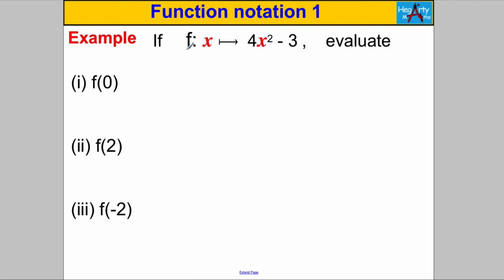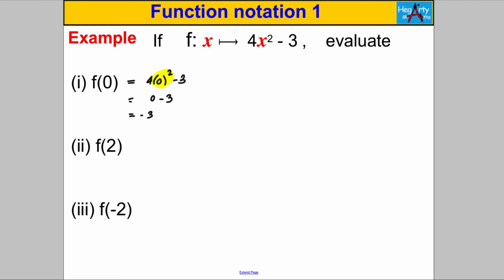Slightly different notation here, but we're saying we've got a function such that you put an input number in of x and it gives you out 4x squared take away 3. So let's work that out. f of 0. Well, we're going to put 0 in for x, so that's 4 times 0 squared take away 3. Remember, by your order of operations, you should do the power first. So 0 squared is 0, and that's 4 multiplied by 0, which is 0. 0 take away 3, and that's negative 3.